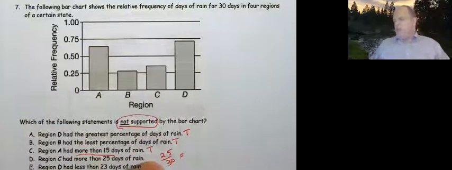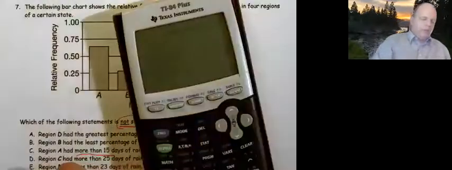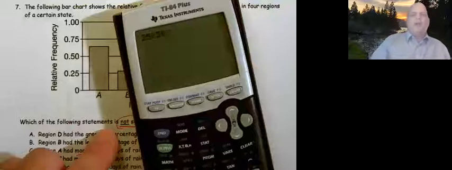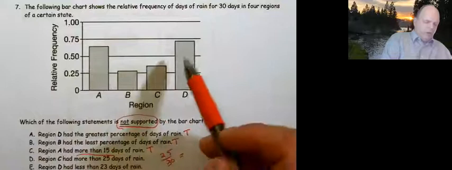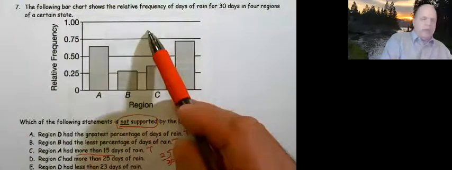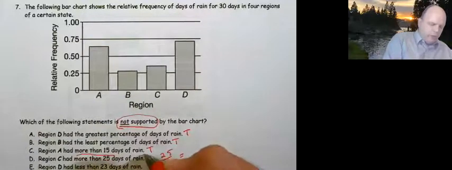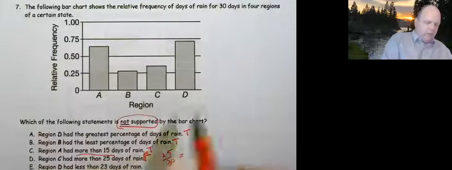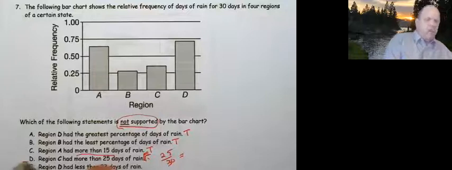And if I take 25 divided by 30, I'll just get my little calculator out real quickly here, 25 divided by 30, and I end up, oh, that's 83%. This bar for region C is not over 75, so there's no way that's true. So this looks like this is false. All right, and that's interesting because we've gone true, true, true, false. So this is looking like this might be our answer.